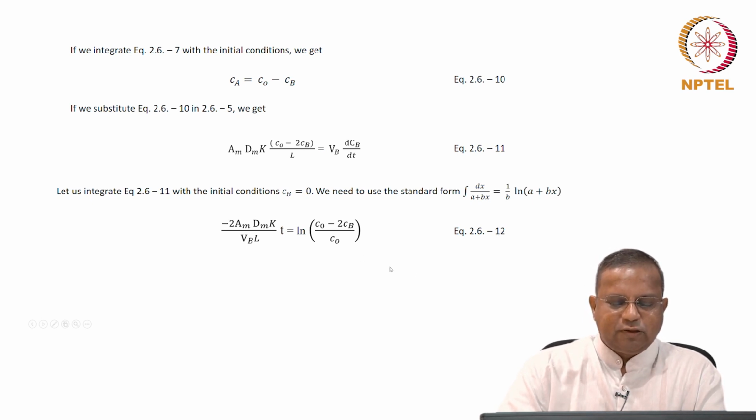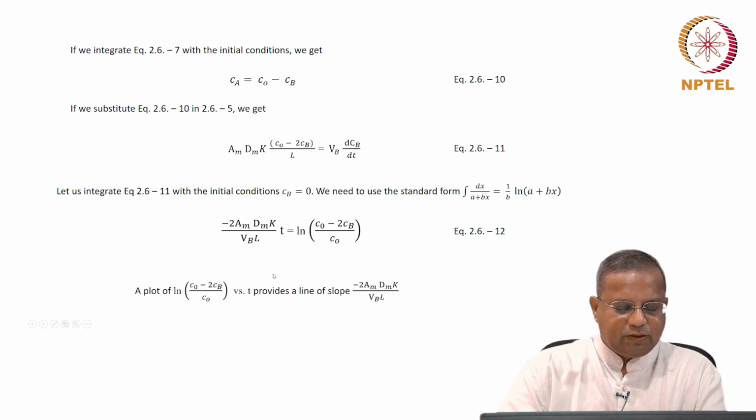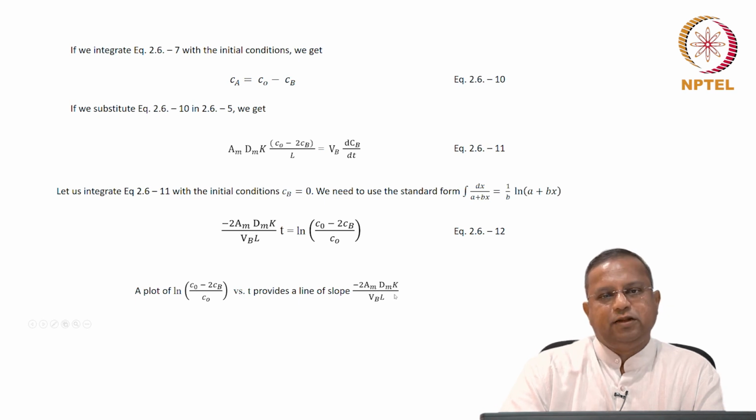So, let me show this and then just quickly review. A plot of y equals m times x. So, a plot of y, ln of (C0 minus 2Cb) by C0, versus x, time, will provide this as the slope. M is minus 2 Am Dm K by Vb L, and Dm K by L is nothing but the permeability, and therefore, from this you can get the permeability.